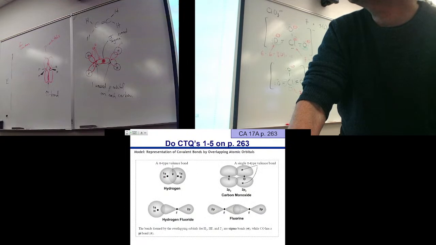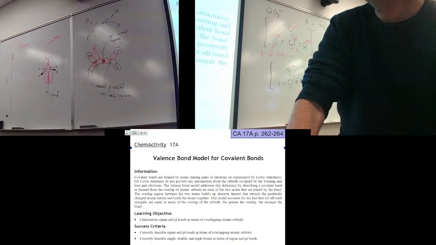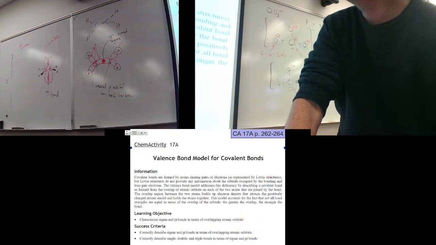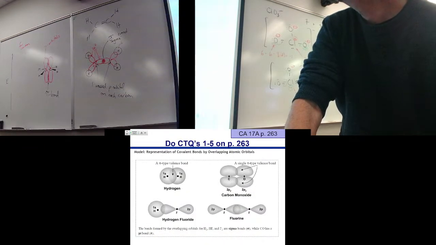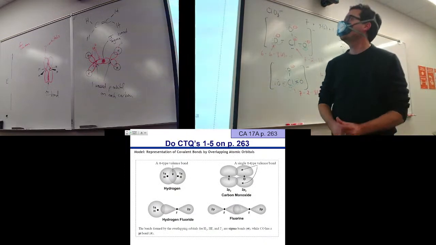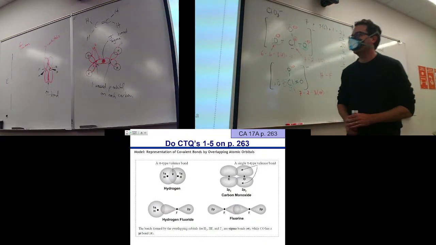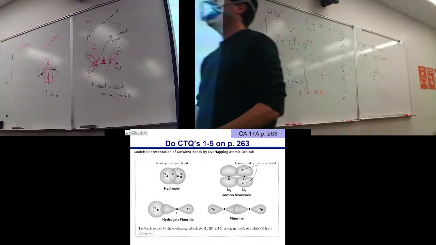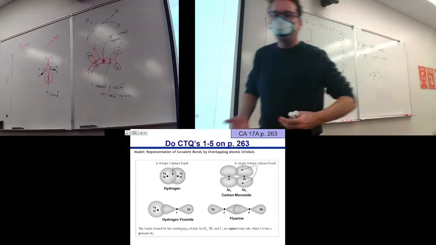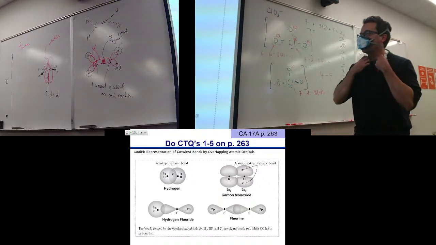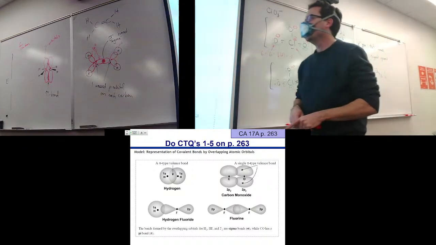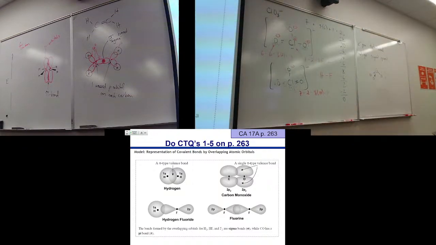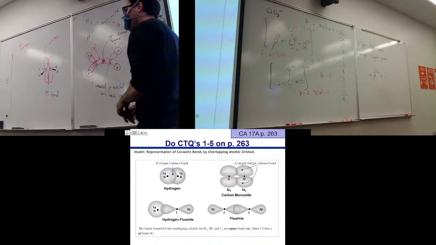So let's take a break, at least from me talking. Let's go to page 262 in your workbook. Actually, it's on 263, and let's do questions 1 through 5, just to take a break, read a little bit if you need to, if you don't understand what I said, and just look at these shapes of orbitals yourself, make sure it makes sense. You can describe the kind of bonding you see.